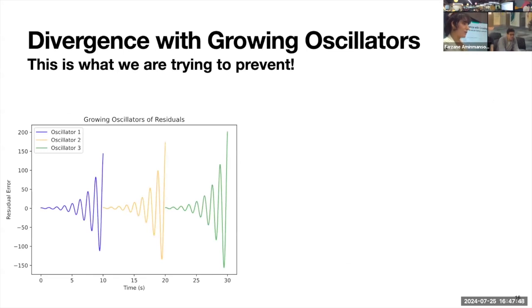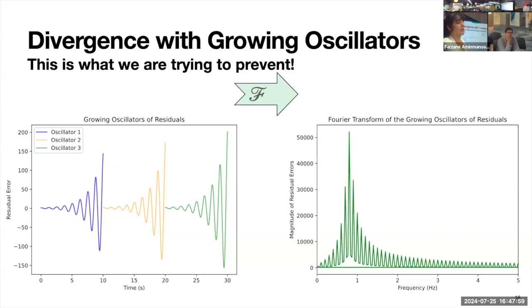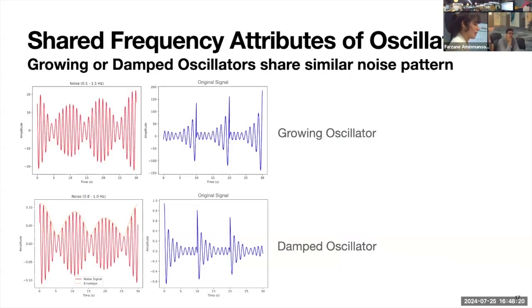But let's see what will happen if I get a diverging or growing oscillator. So this is an example of a growing oscillator. I still take the Fourier transform of it. Oh wow, I get similar characteristics of the frequency in the frequency domain. That's interesting, I mean, we know that. And then we take the inverse of the Fourier transform, and we get a noise signal here.